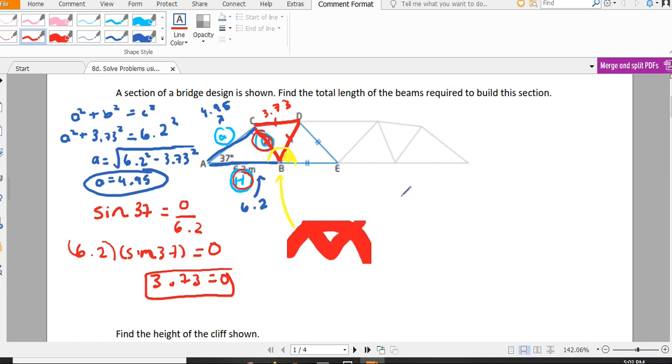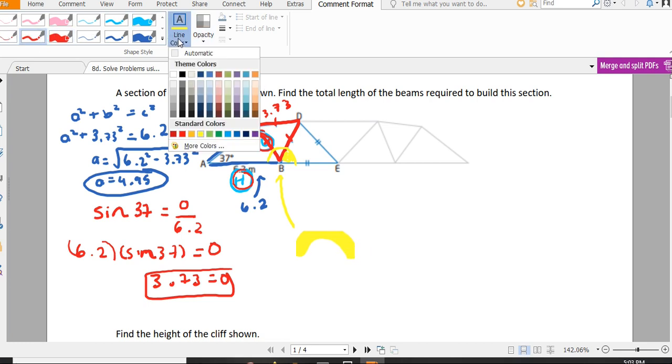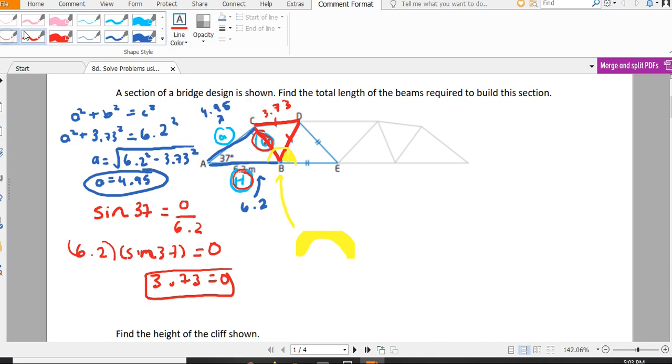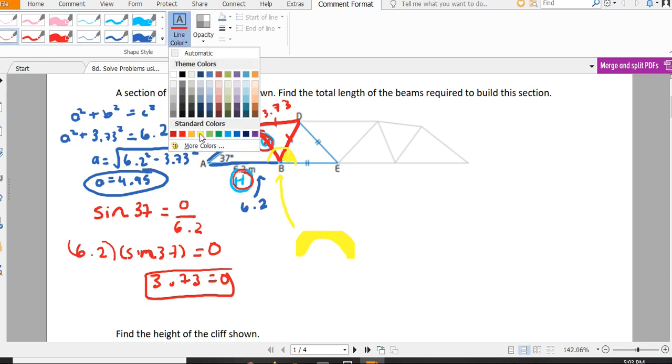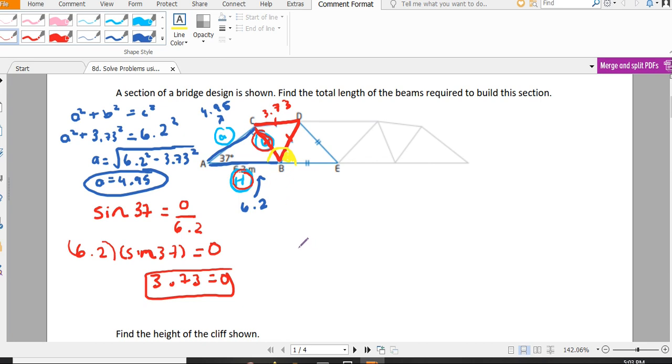Whoa, I did not mean to do that. I don't know what happened there. Okay, let's go back. I'm just going to redraw this. What is happening? Okay, so I'm going to redraw that. Okay, there we go, much better.